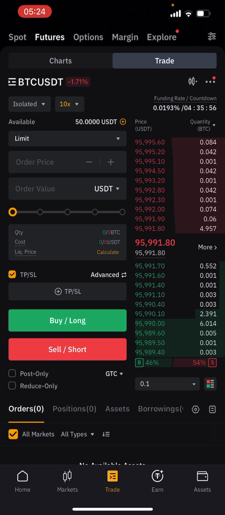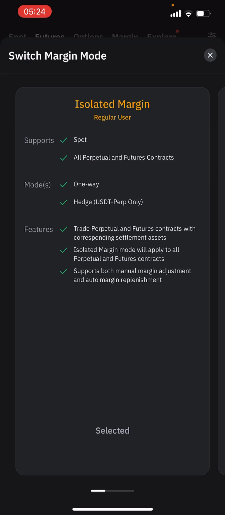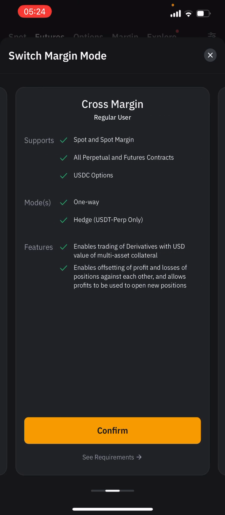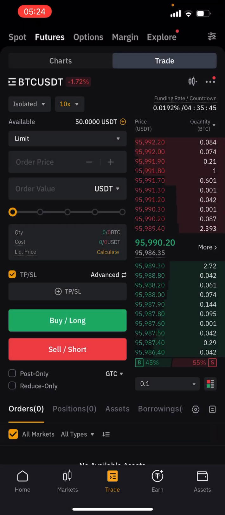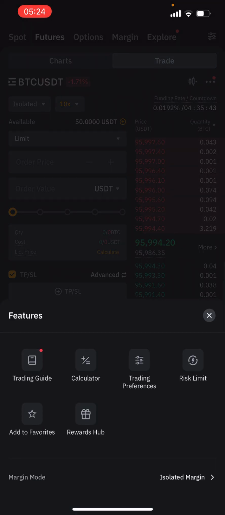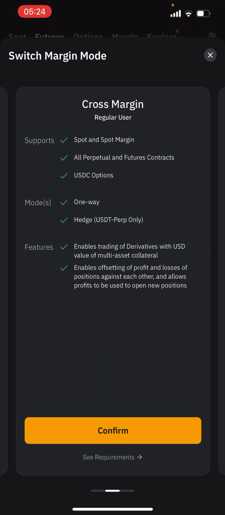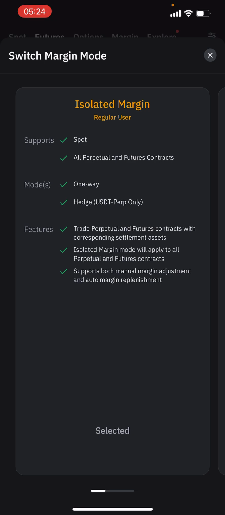As you can see, I am in isolated mode. If you are in cross, just make sure you change it to isolated. You can change it here by clicking the three dots, then margin mode, isolated mode. If you are in cross margin, just change it to isolated.